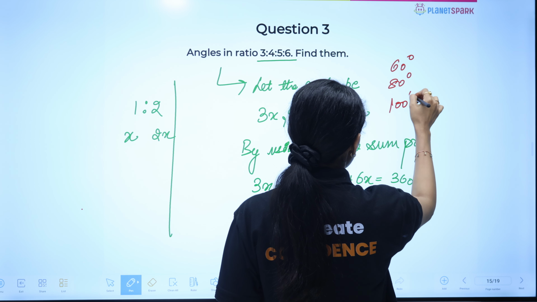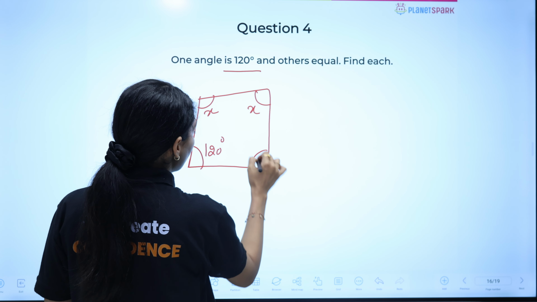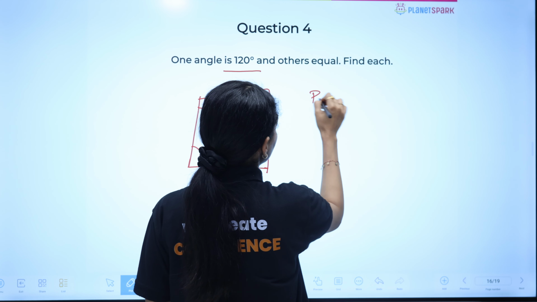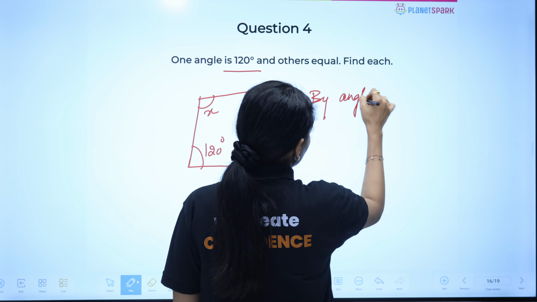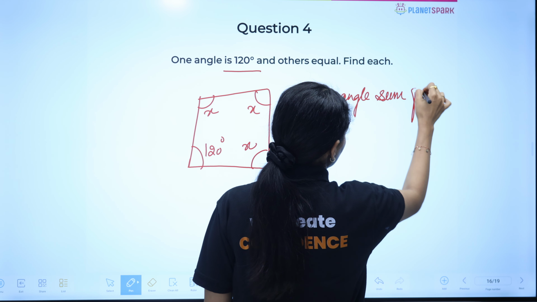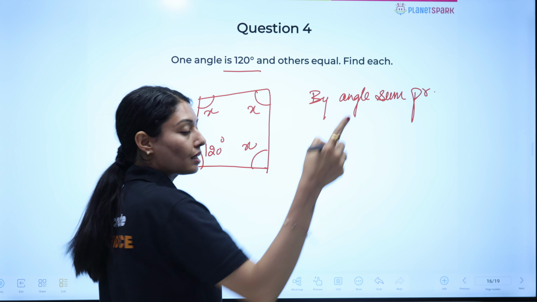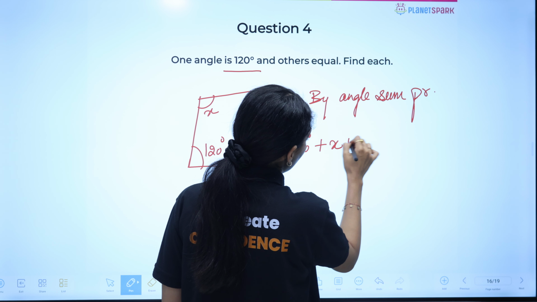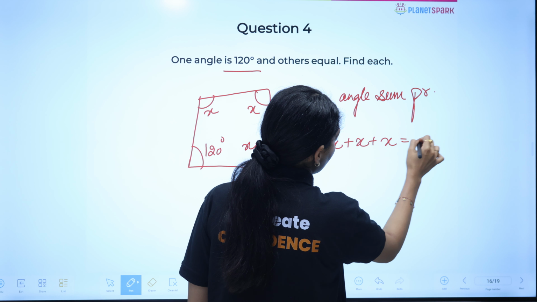Okay. चलिए next one. One angle is 120 degree, others are equal. Find each. Okay. एक quadrilateral है अपने पास. This angle is 120 degree. बाकी तीन equal हैं. Let's say all of them are equal to x. So how can we find them? By using angle sum property again. What can I say? Sum of all four angles is 360 degree. So लिख देंगे sum 120 degree plus x plus x plus x.